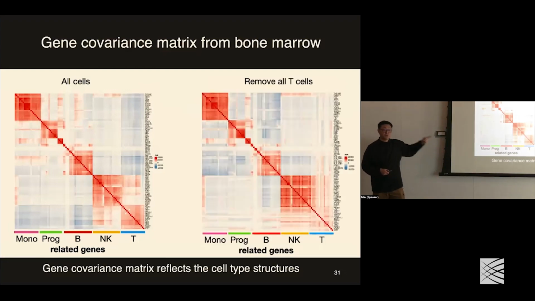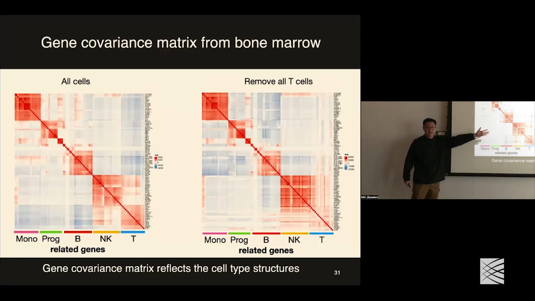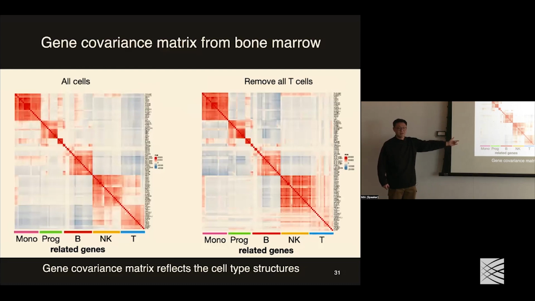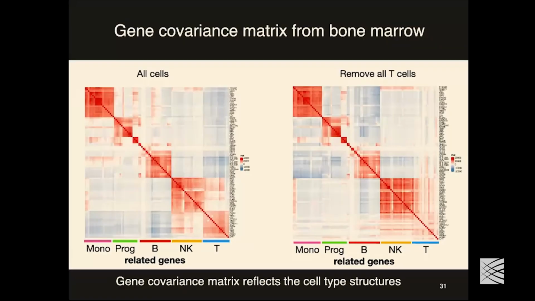And when I remove the T cells from this data set and calculate this gene covariance again, you can see we don't see strong patterns for those T cell genes anymore. A good thing about this gene covariance matrix is that no matter how we sample the cells, the space is fixed. It just looks at the genes, so it's not related to the cells. It also reflects the cellular structures in this data set.